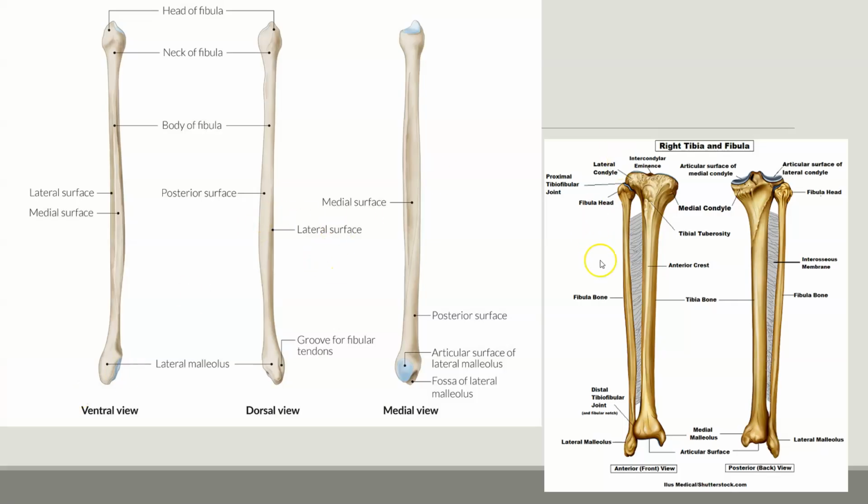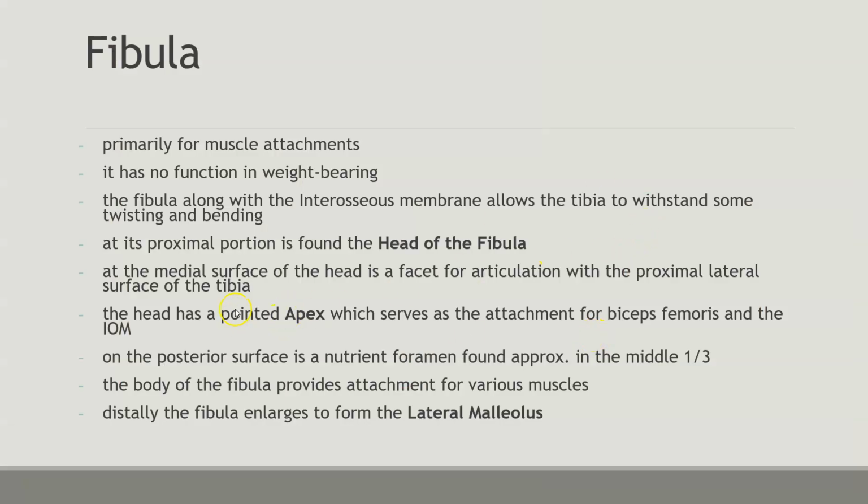Again, we can see here in the diagram, we've got the medial tibia, and on its lateral surface, we have the osseous surface, which is the attachment for the interosseous membrane. And then on the fibula, on its medial surface, we have the same thing happening. We have an osseous surface on it that attaches to the lateral aspect of the interosseous membrane, okay? So the fibula along with the interosseous membrane allows the tibia to withstand some twisting and bending.